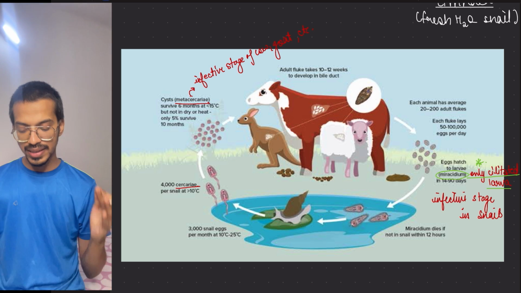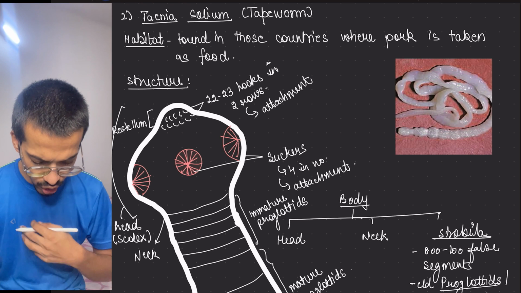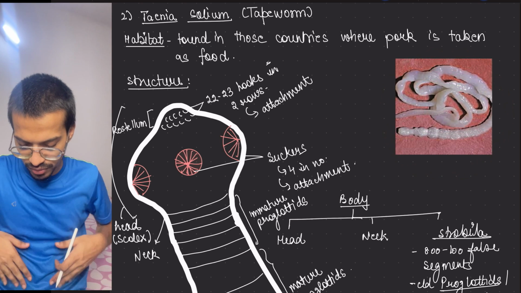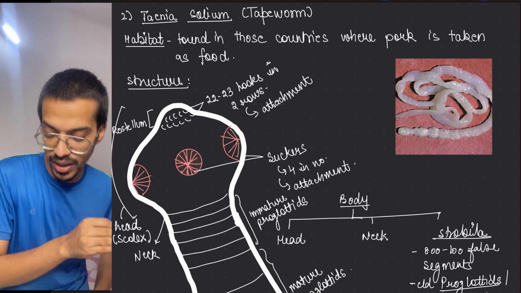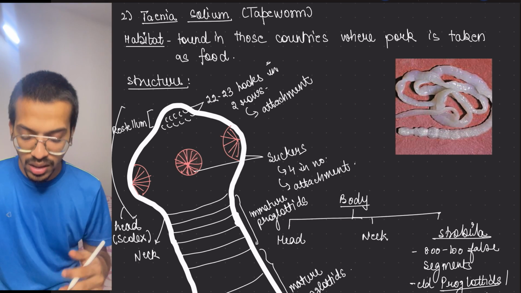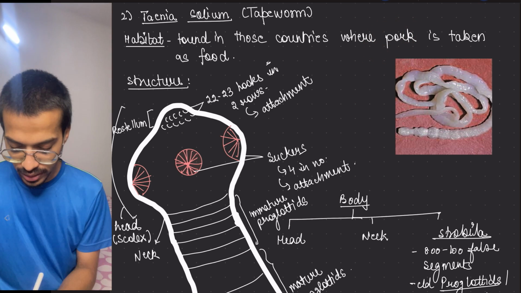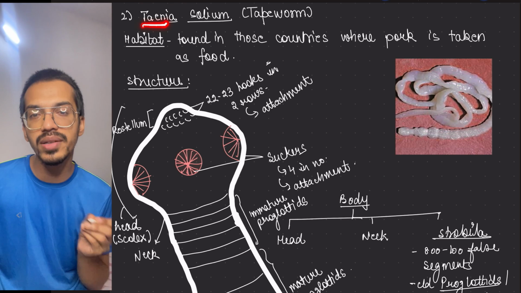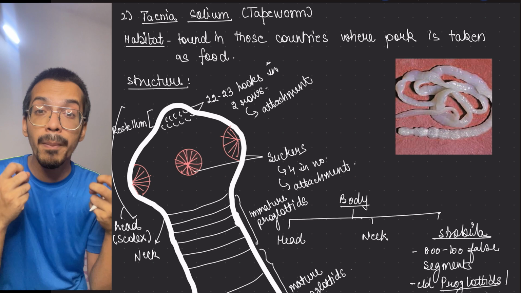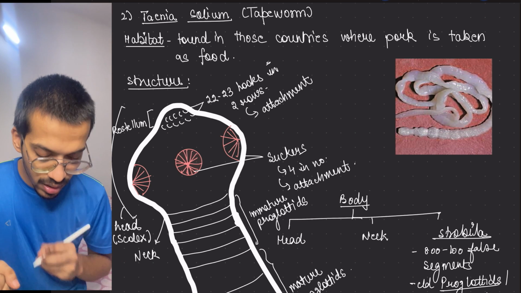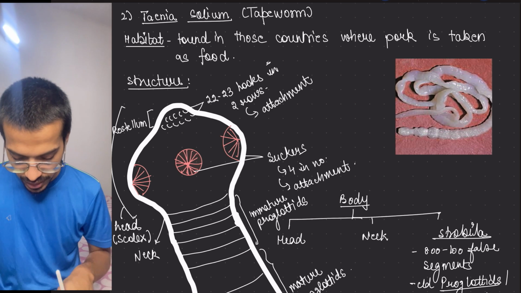Next example is Taenia solium. Taenia solium is a tapeworm, looks something like this, huge, present inside the intestine of the human. This infection happens in those countries where pork is taken as food. Not only pork, even beef has this, but another variety of it. So Taenia solium is present in the pork-based diet. If you go into the northeast, if the pork is not properly cooked, then its infective stages would be present inside it.